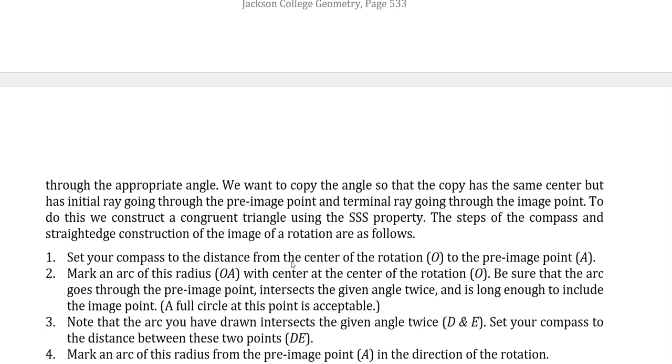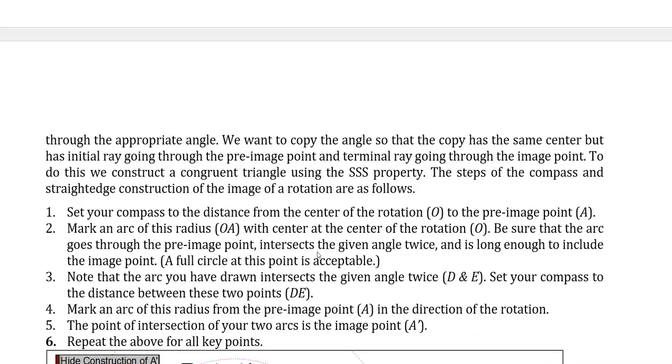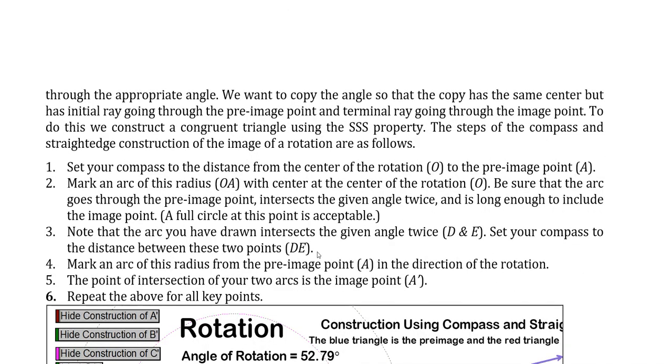We set our compass the distance from the center of the rotation to the pre-image point. Make an arc of this radius OA with center of rotation O. You can make the full circle if you want, or as long as you make enough of it to go past where you think the point is going to end up. Okay, and I would go ahead and make it go through the pre-image point as well. Just make the full circles, okay. And it intersects the given angle twice, and it's long enough to include the image point. So just make a full circle, that's fine.